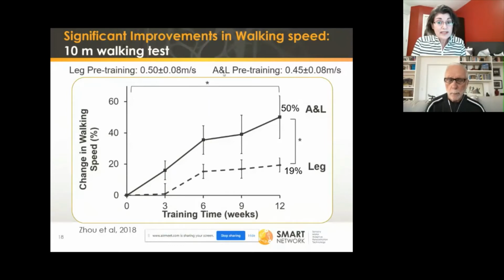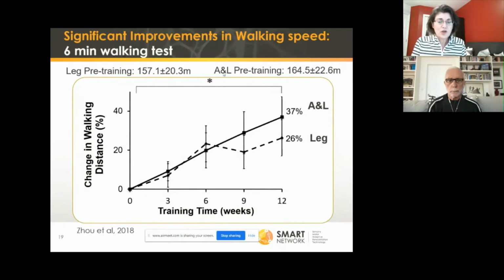And at 12 weeks, at the end of training, both groups showed significant improvements in their walking speed relative to their baseline. But the increase in walking speed was significantly larger in the arm and leg cycling group than in the legs only cycling group. We also saw significant increases in walking distance using the 6-minute walking test. And both groups significantly increased their walking distance at the end of training relative to their pre-training levels.